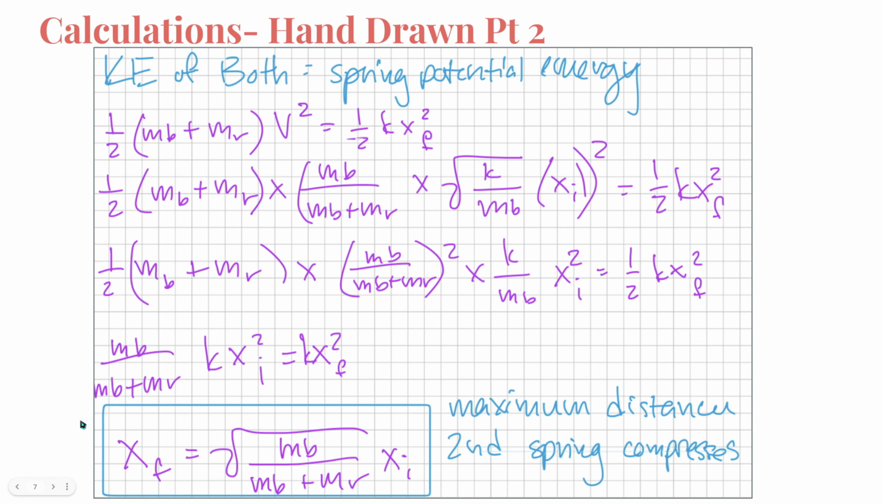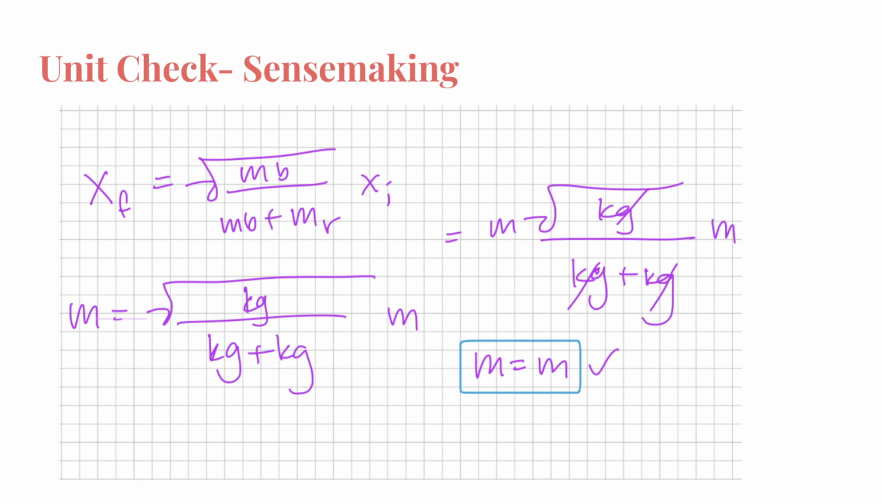This can once again simplify down to x final is equal to the square root of mass of the blue block divided by mass of the blue block plus mass of the red block multiplied by x initial. So this will give us a maximum distance the second spring will compress. As with any physics problem, we have to sense make. So we have our equation x final is equal to the square root of mass of the blue block divided by mass of the blue block plus mass of the red block, x initial.